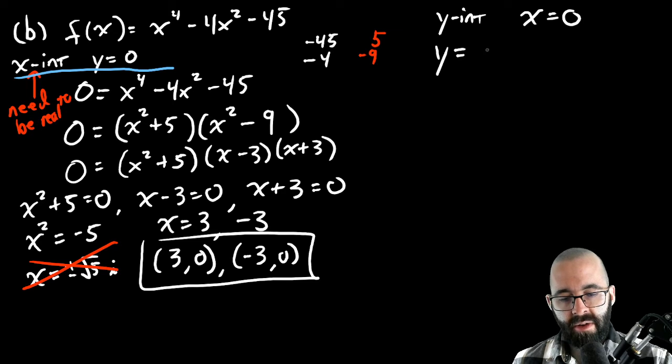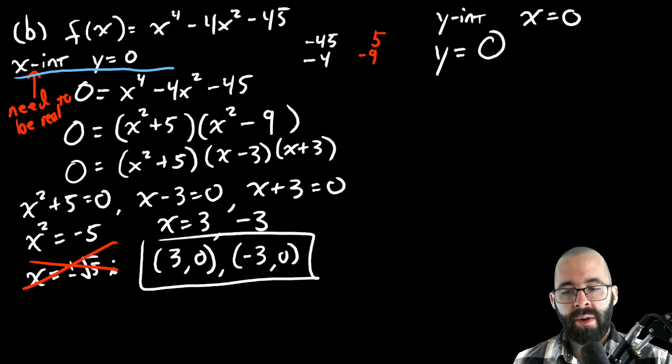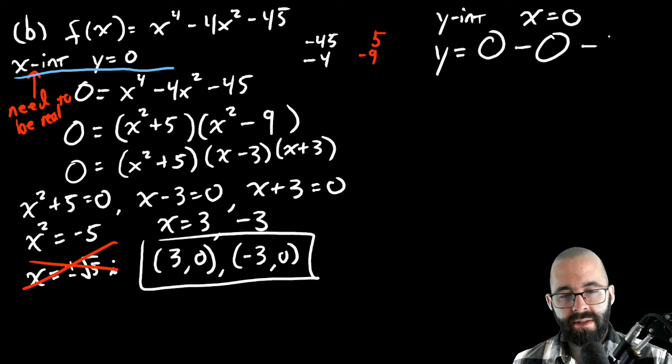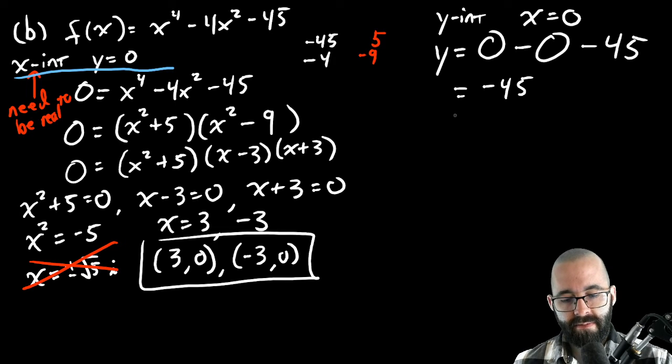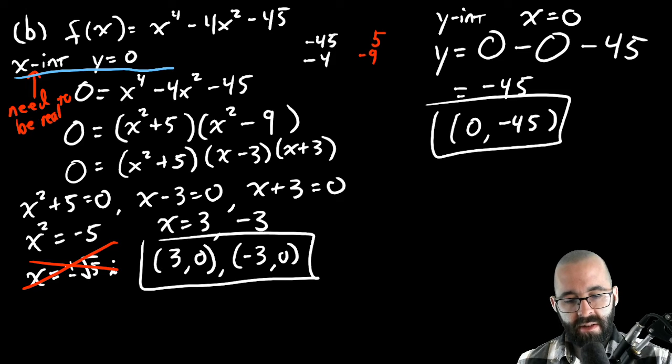And you just plug in 0 into the equation. 0 to the 4th power is 0. Minus 4 times 0 squared. Oh, this is quick. The y-intercept is just negative 45. X is 0, y is negative 45.